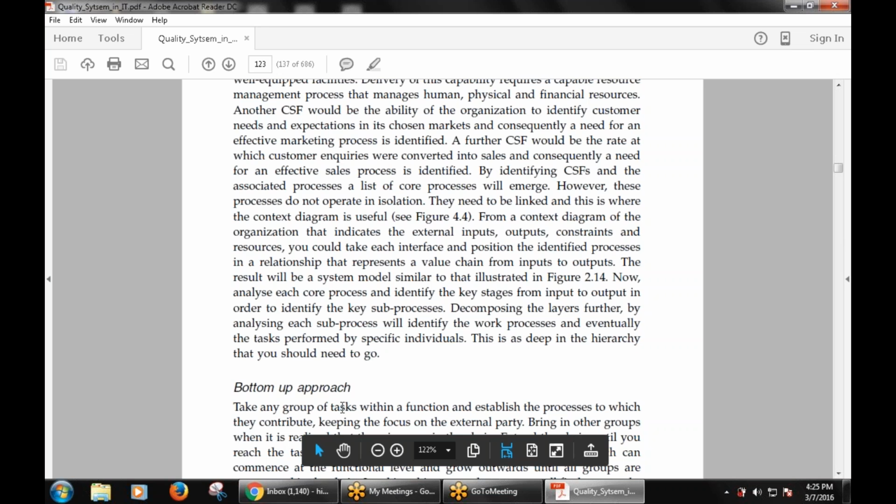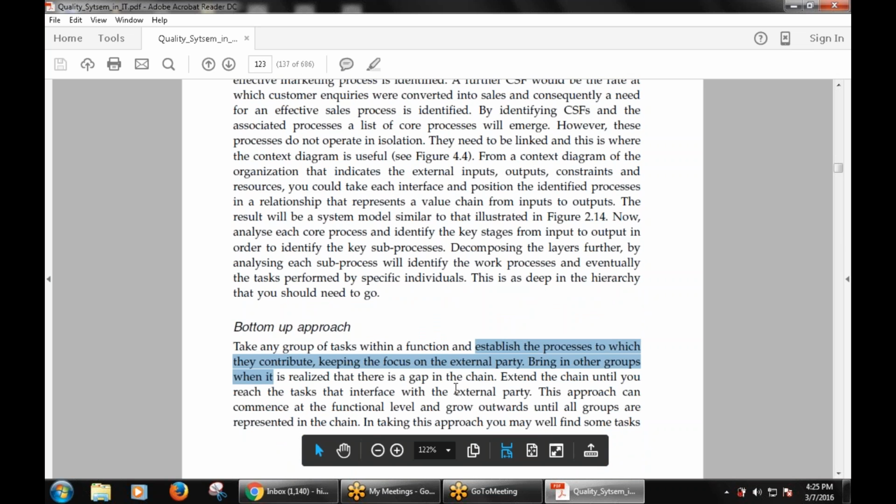So take any group of tasks within a function and establish the processes to which they contribute, keeping the focus on the external party. Keeping the focus on the external party is known as the bottom-up approach.